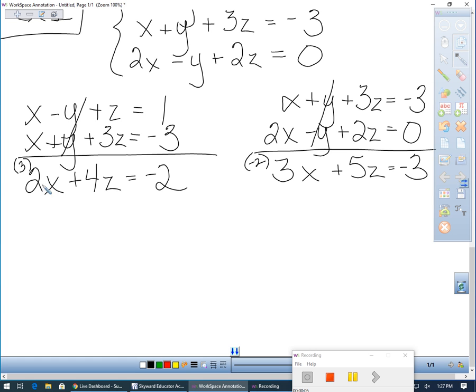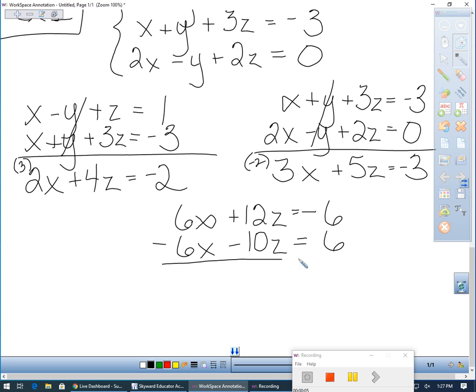Okay? So 3 times 2x is 6x. 3 times 4z is 12z. And 3 times negative 2 is negative 6. Multiply my other equation by negative 2. Negative 2 times 3x is negative 6x. Negative 2 times 5z is negative 10z. And negative 2 times negative 3, positive 6. We're going to add these together.